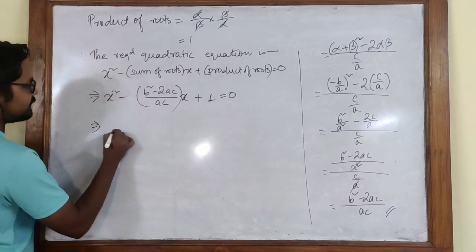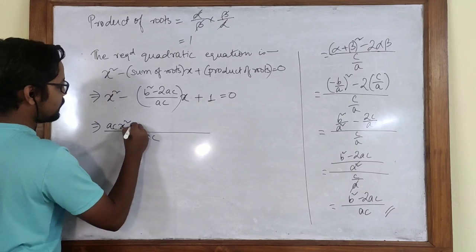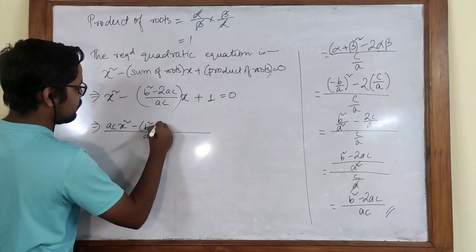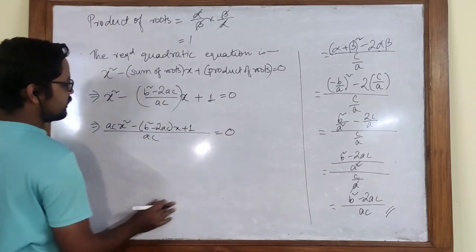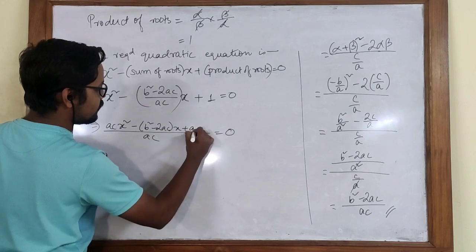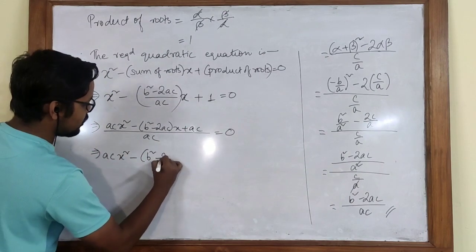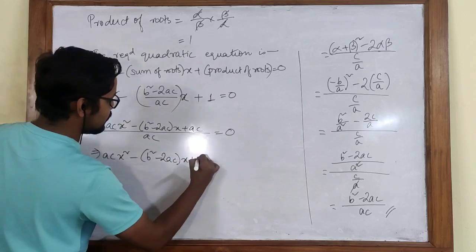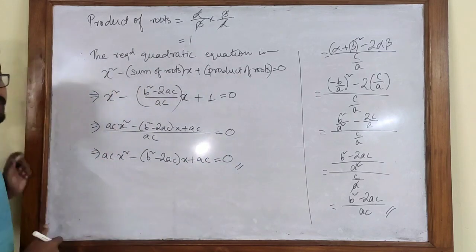So let us take the LCM. LCM will be ac. It will be ac x square minus (b square minus twice ac) into x plus 1 equal to 0. Sorry, this will not be 1, this will be ac. It will become ac x square minus (b square minus twice ac) into x plus ac equal to 0, which is the required quadratic equation.